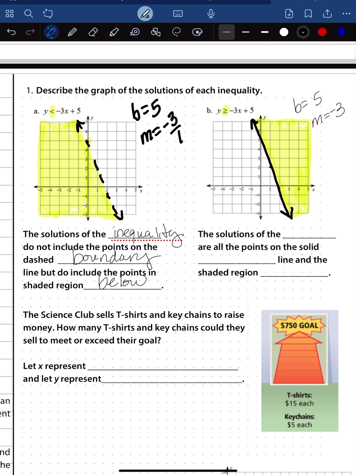So we would describe it as the solutions of the inequality are all the points on the solid boundary line and the shaded region above.